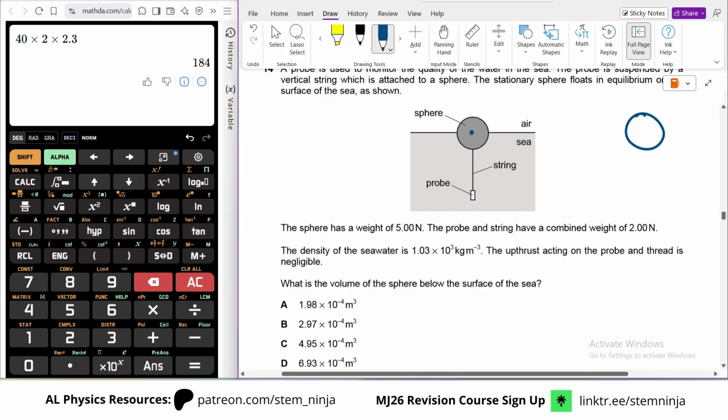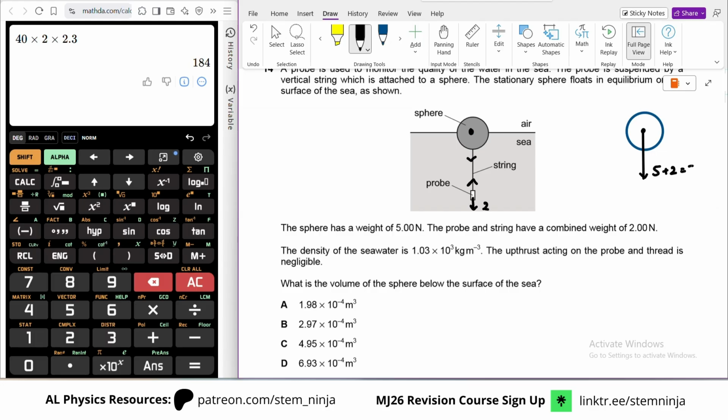If we just isolate the sphere, the net downward force acting on it is the sum of its weight and the weight of the probe and the string, 2 Newton, because this tension will cause it to bring it downwards also. So 5 plus 2, that means 7 Newton is acting downwards. That means upthrust, since it is now in equilibrium, will also be 7 Newtons.